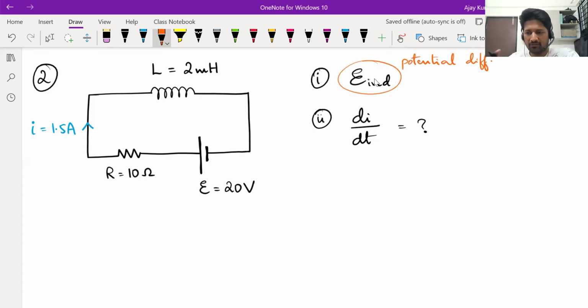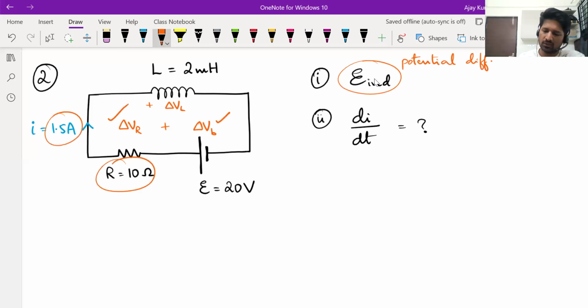And in any circuit, if you have to find out potential difference between 2 points, you can always try to apply KVL. Okay. Potential change across the battery plus potential change across the resistor plus potential change across the inductor should be 0. The sum of these three should be 0. This is known. Battery's EMF is given to you. You know the current, you know the resistance, means this is known. And if these two are known, can't you find out the third? Apply KVL to find out the potential difference across the inductor.